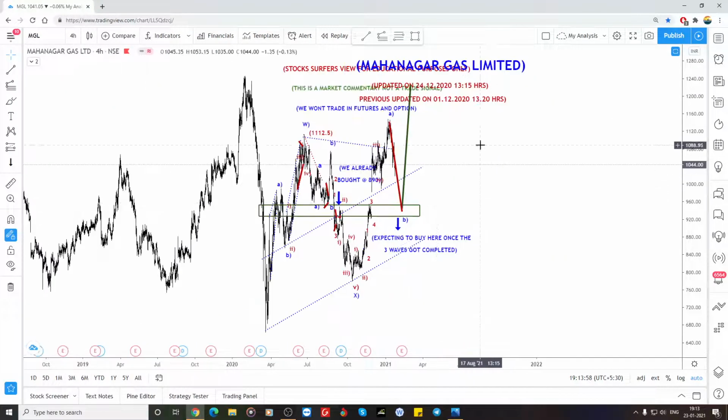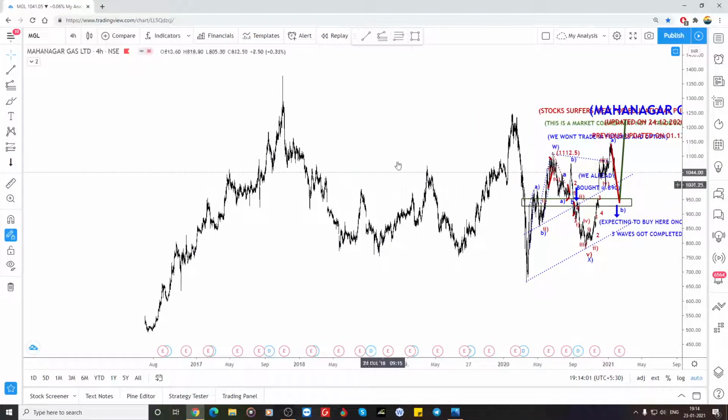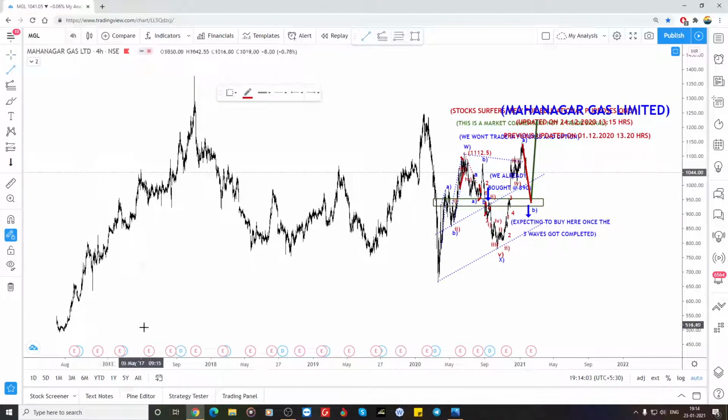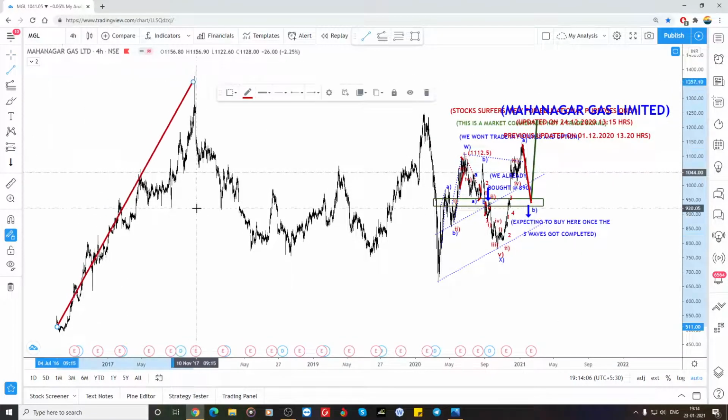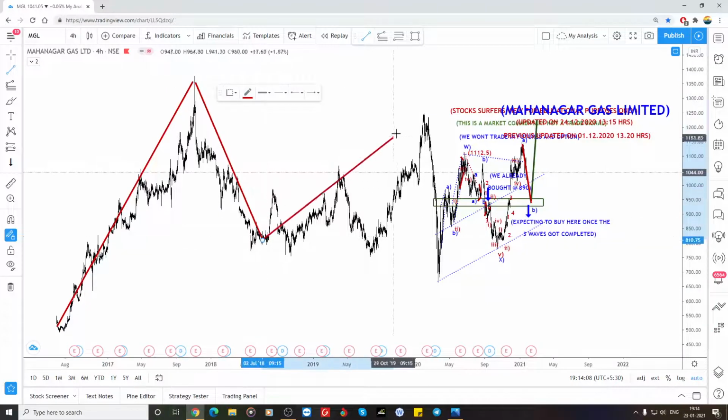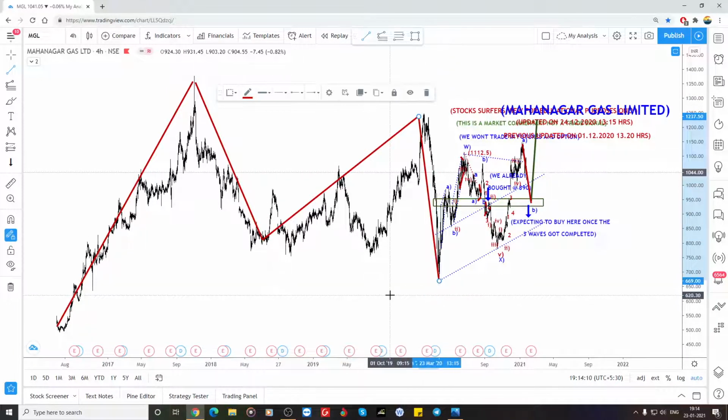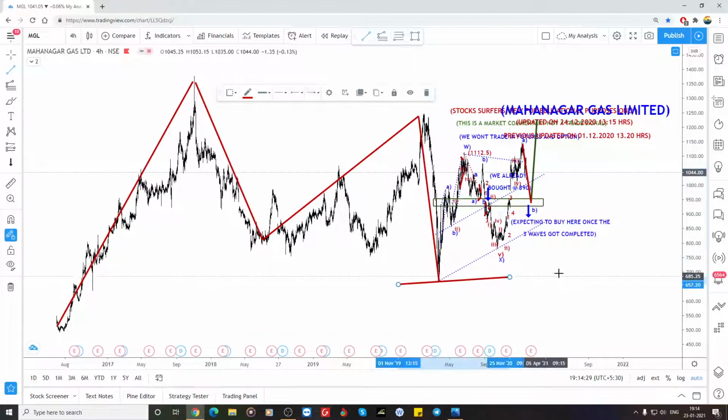So here there is no trade for MGL because, see, in the positional view, this is an impulsive and this is a correction. So whether this is a W and this is an X, this is a smaller W, this is a smaller X, and we have to go above this high. After that, we need to watch whether this correction has completed or it is still ahead to break this low. So that we can't say here.